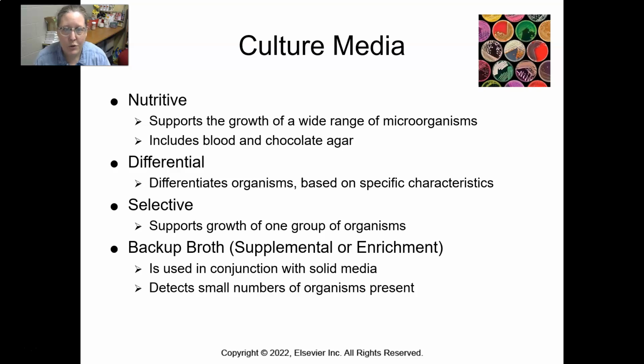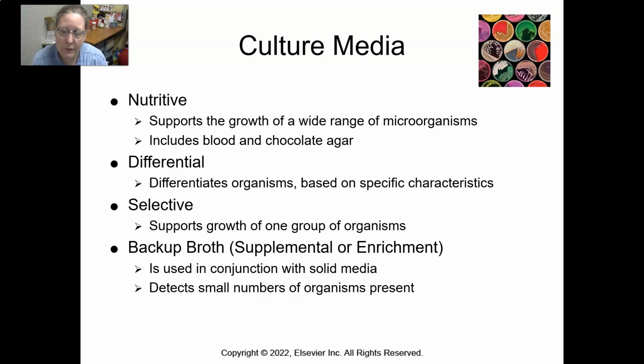Nutritive media supports the growth of a wide range of microorganisms, and so it's often used. It includes blood and chocolate agar. So we set up a lot of blood and chocolate agar in the lab because a lot of things will grow on it, so we can detect as much as possible in a specimen. A differential media helps to differentiate organisms based on specific characteristics. So usually if you can turn a media a certain color, or if the colonies change color if they're growing on that media, it can help us identify what is growing.